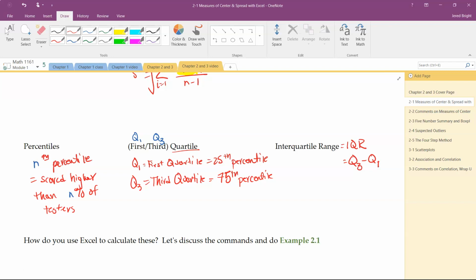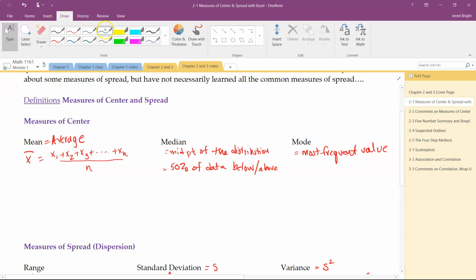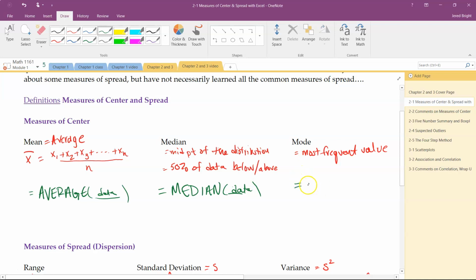Okay, so how do we use Excel? We'll get to an example here in a moment. In Excel, we can do the command equals average for mean, median, and then you have to select your data, and same thing with median, select your data. Okay, mode. Well, you might guess it is mode.